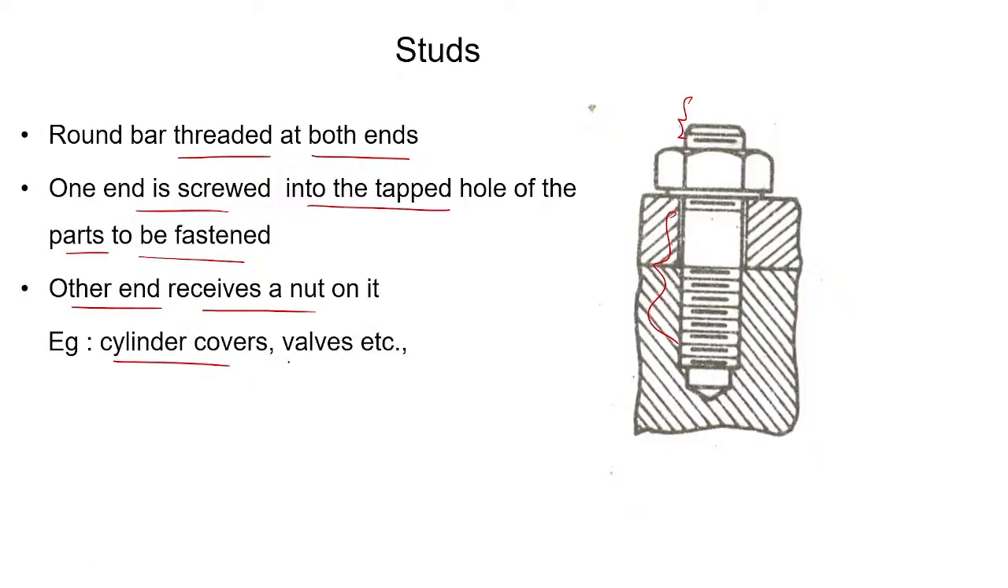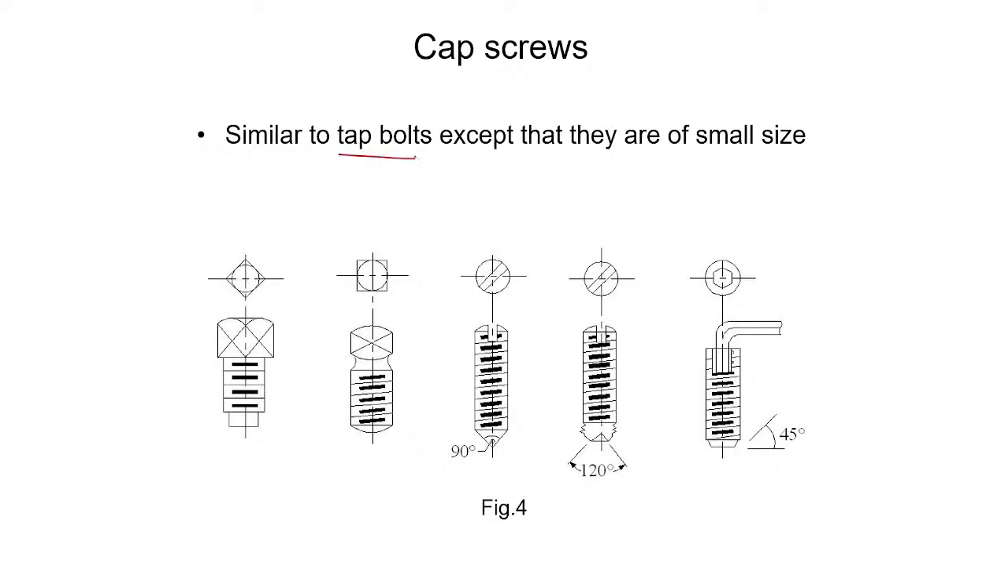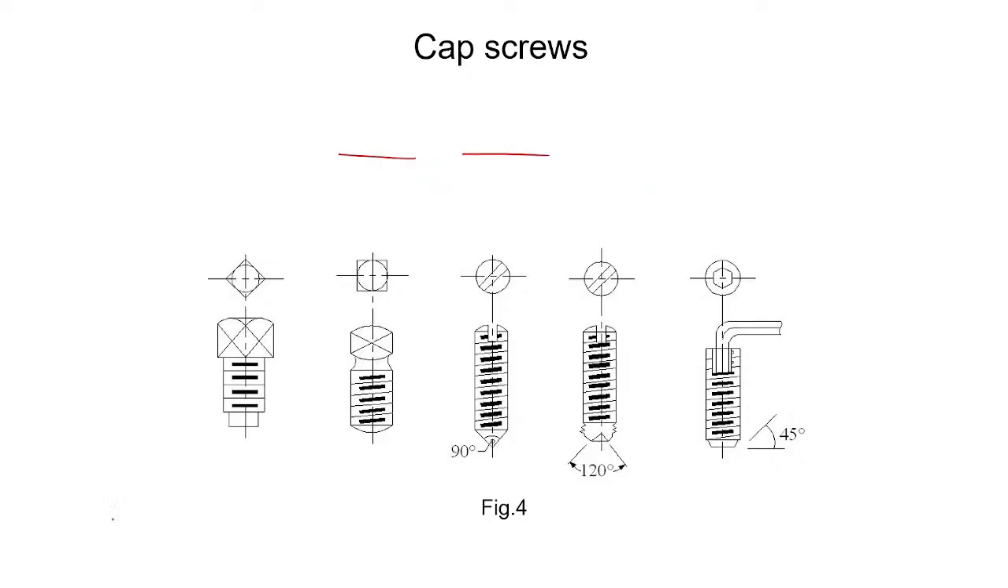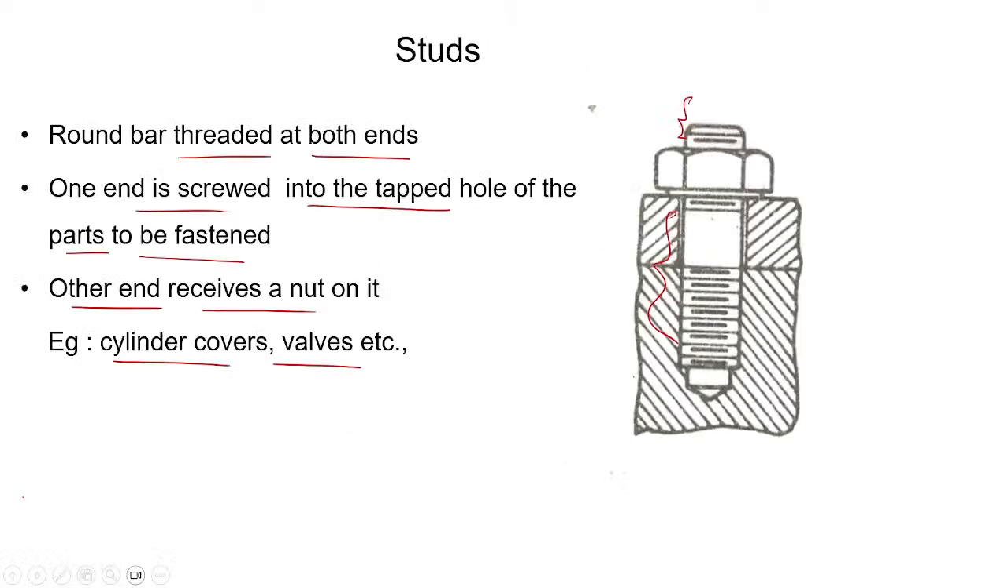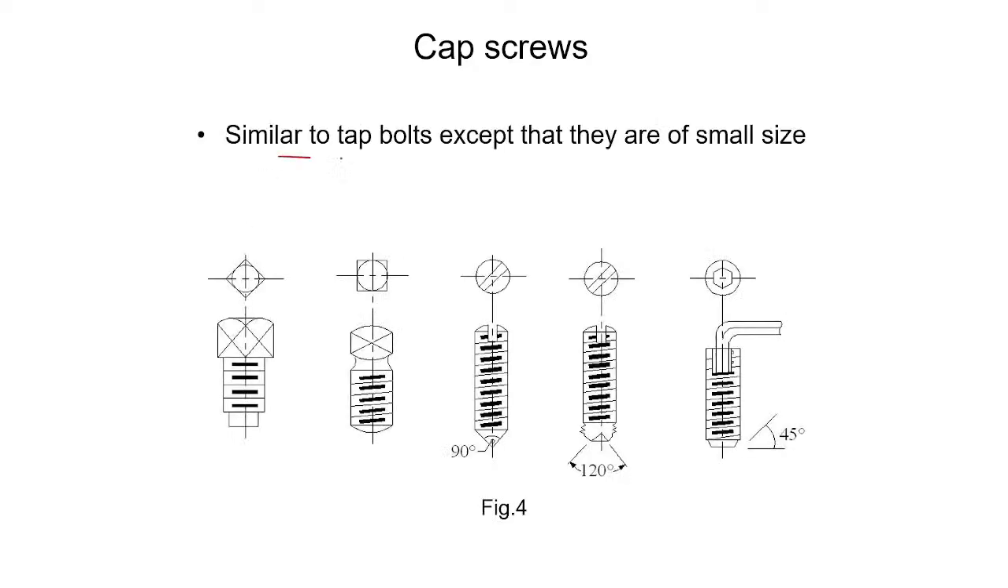Example would be cylinder covers, valves, etc. Cap screws. It is similar to tap bolts except that they are of small size. So these are the examples of the cap screws.